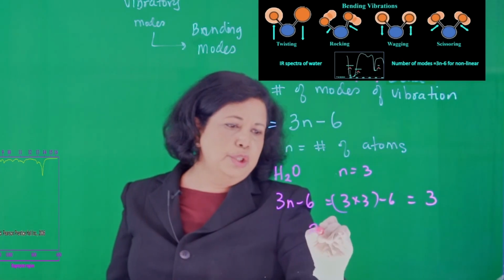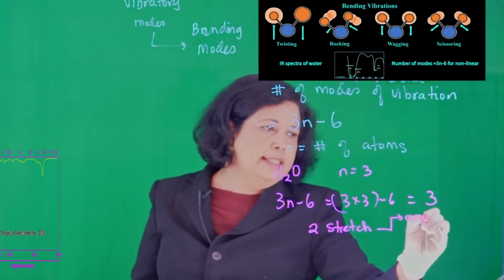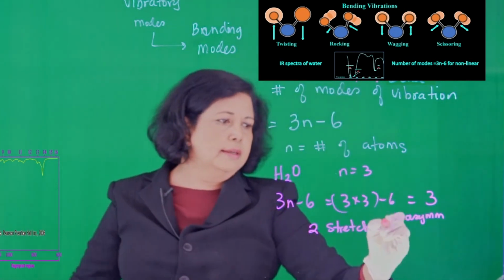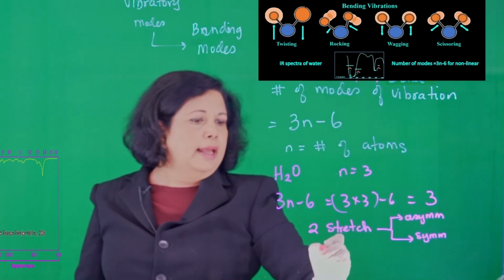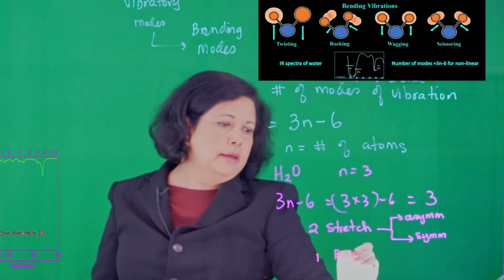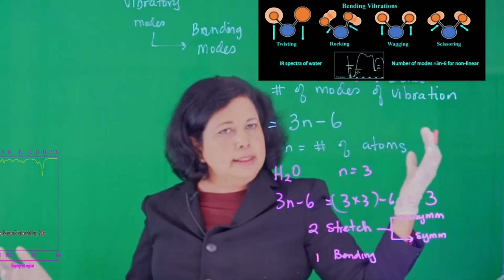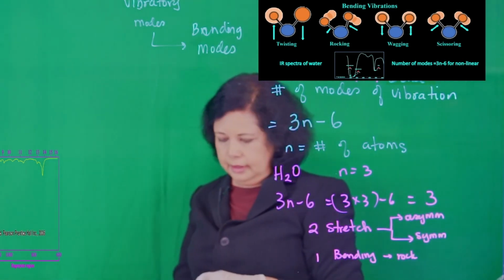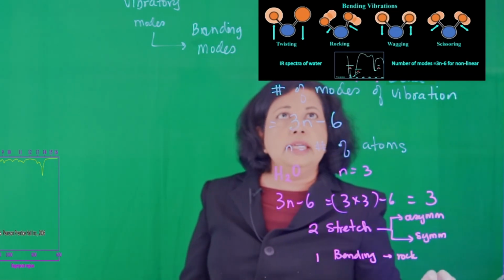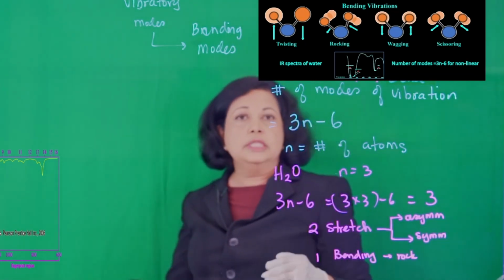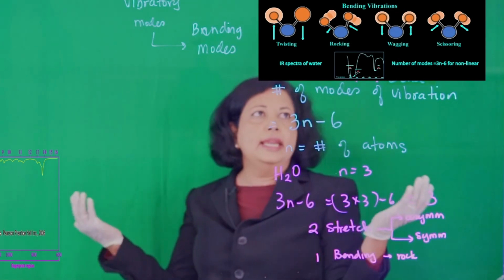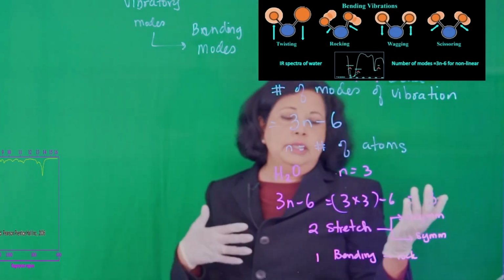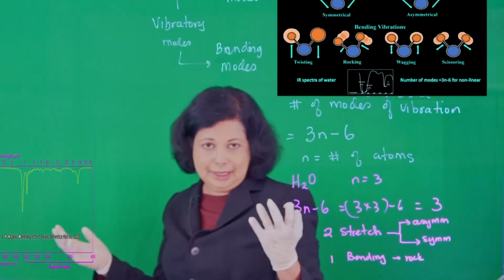So 2 stretches, 1 is asymmetric. Asymmetric needs a little bit more energy than symmetric, a teeny bit more. And then 1 bending mode. And the most common one is a rocking mode. Okay, that's kind of a lower energy one. So even in the bending mode, scissoring typically is a little higher energy than wagging and rocking, and that's a little bit higher energy than the twisting mode.